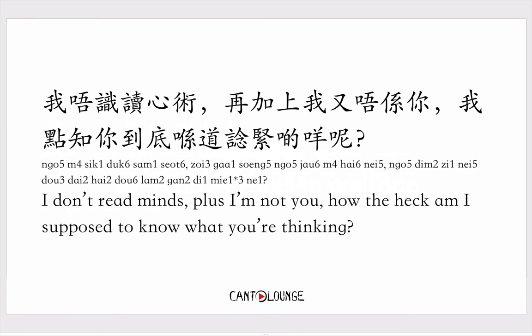我點知, how would I know 你到底喺度諗緊啲咩呢？你, forget about 到底 for now. 你喺度諗緊, you thinking, 啲咩呢, what? So to put it all together, I don't know how to read minds. 我唔識讀心術，再加上我又唔係你, plus I am also not you. 咁我點知？ So how am I supposed to know 你到底, what the heck you're 喺度諗緊啲咩呢, thinking.